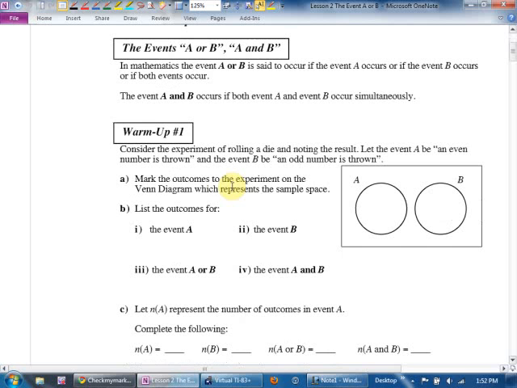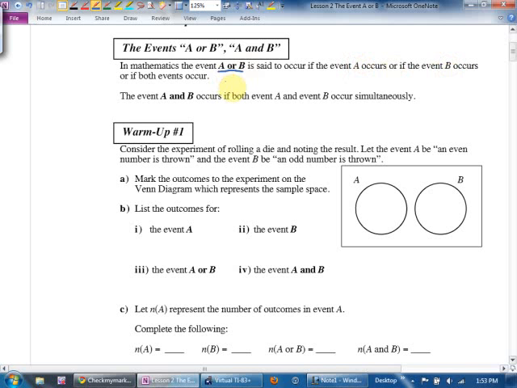More terminology. We're going to talk about the events A or B, and the events A and B. We got a bit of a problem here because the word or in math means a little bit different than it does in English. In mathematics, the event A or B is said to occur if A occurs, or B occurs, or both occur. And that's the difference between math and the English language.